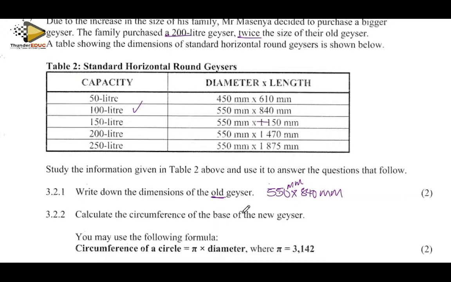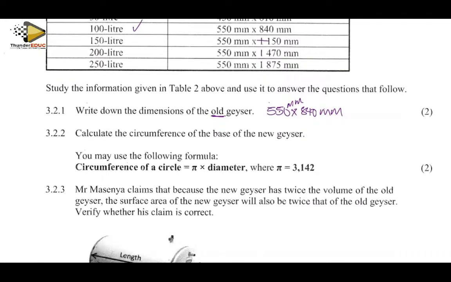Calculate the circumference of the base of the new geyser. Circumference of the base equals pi d, which is 3.142 times the 550. It became 1,728.1.